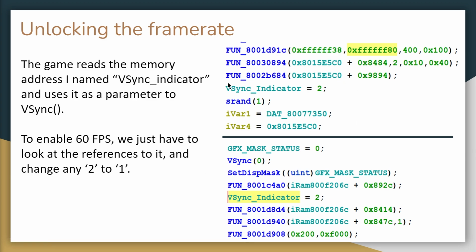There are two pieces of code that seem really promising, because we can see here that this address gets set to 2, here and here. So technically, if we change that, it could be the case that we just unlock 60 FPS right from there.